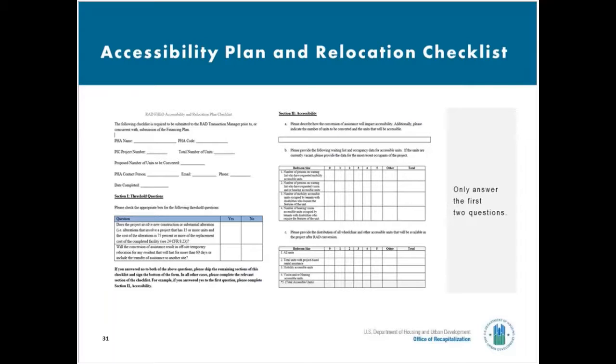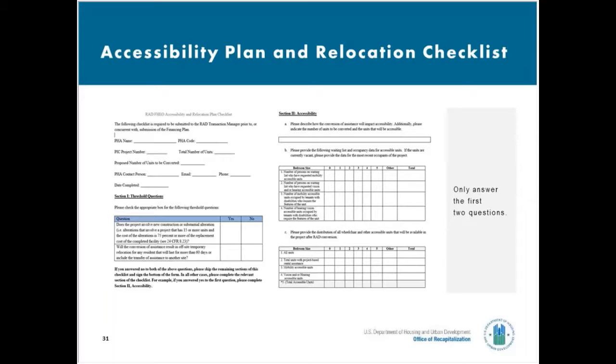So the next document that you're going to need to upload to the RAD resource desk is going to be very quick and very simple, since you're not doing any development or any rehab at the property and therefore will not need to relocate any tenants. You're going to provide the information requested in the first section: the PH name and PH code.